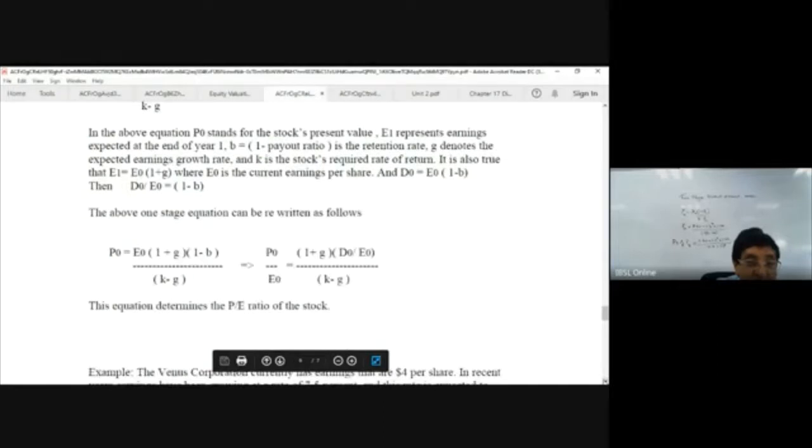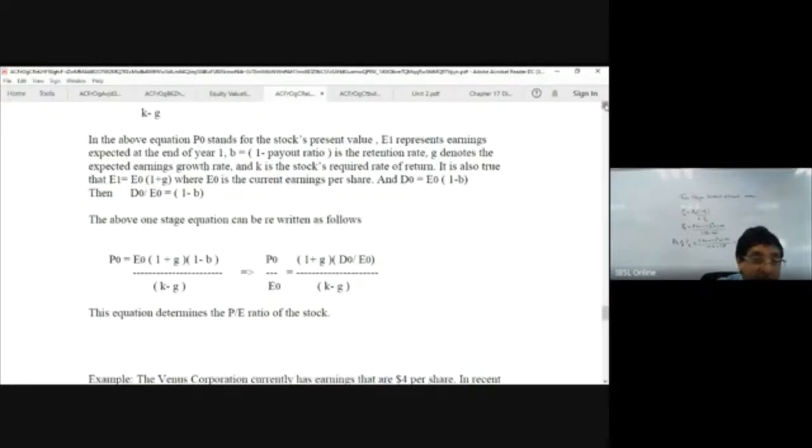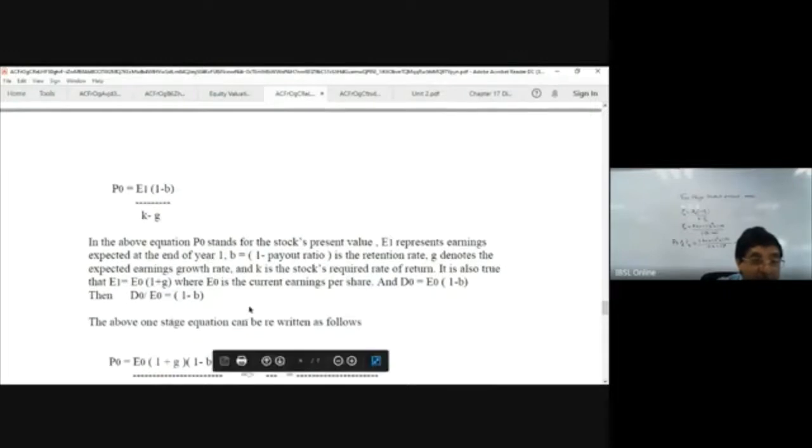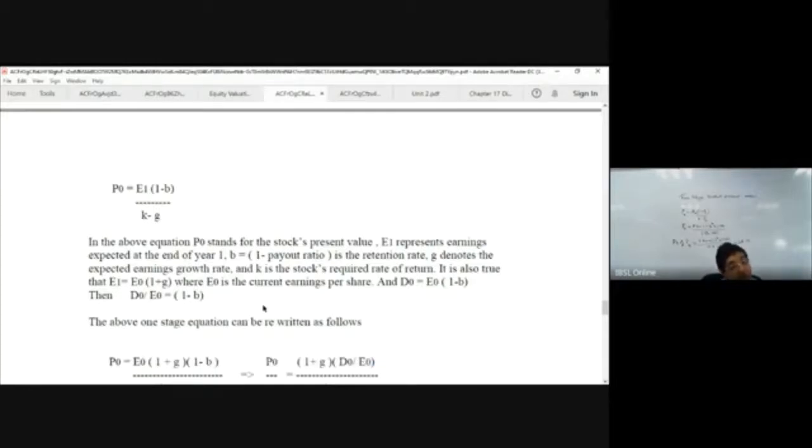Now look at the growth rate. If you have an earnings growth rate of some nature, that will become the dividend growth rate also. I think you need to think and see. The earnings growth rate would be equal to the dividend growth rate, if you don't change your retention rate. We'll see whether it is correct.